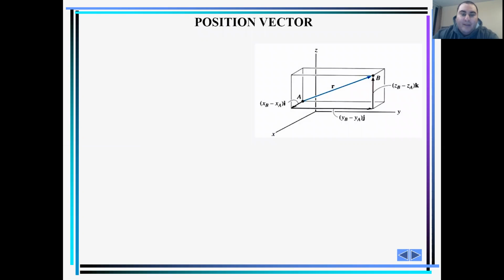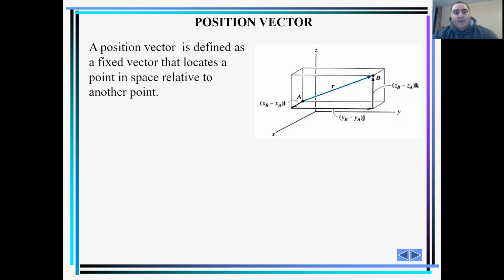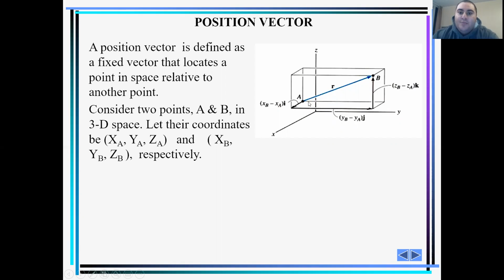Now, for position vectors, a position vector is defined as a fixed vector that locates a point in space relative to another point. So, consider 2 points, point A and point B, in 3D space. Let their coordinates be xa, ya, za, and xb, yb, zb, respectively.